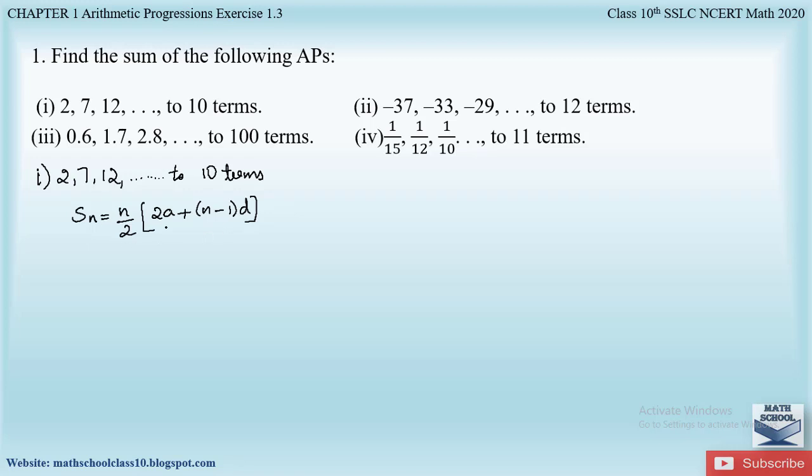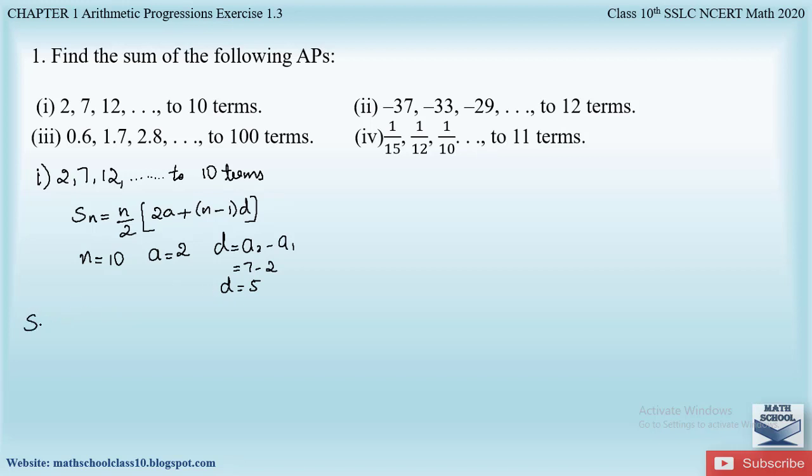So coming back to this formula, from the question we can see that since they have asked us to find the sum up to 10 terms, n will be equal to 10. a is the first term of the AP, that is 2, and d is equal to a2 minus a1, that is the second term minus the first term, that is 7 minus 2, or d is equal to 5. So let us substitute these values in the formula and find the result.